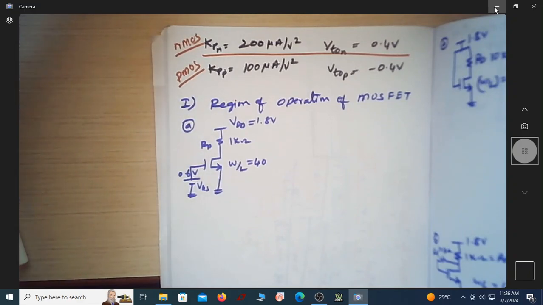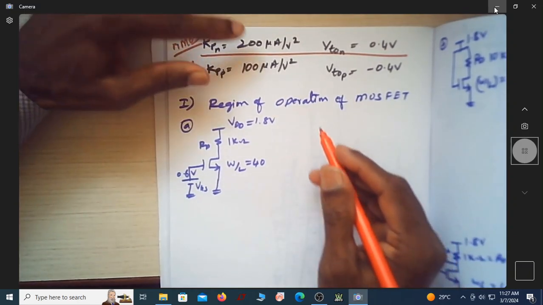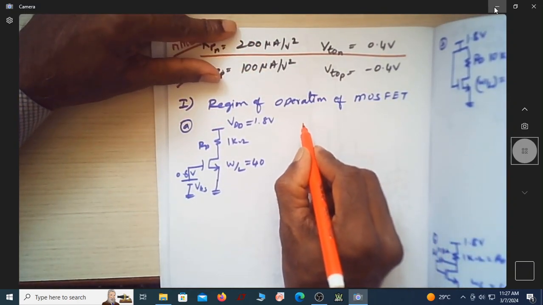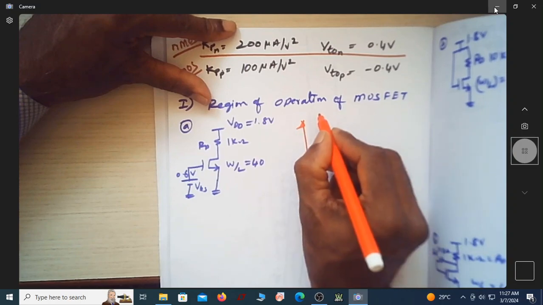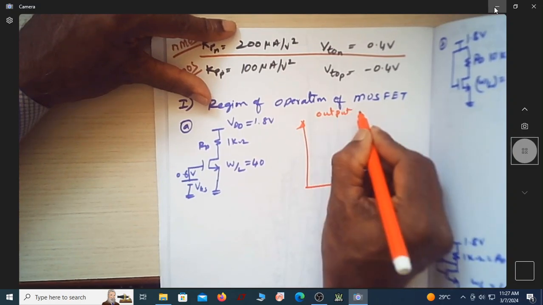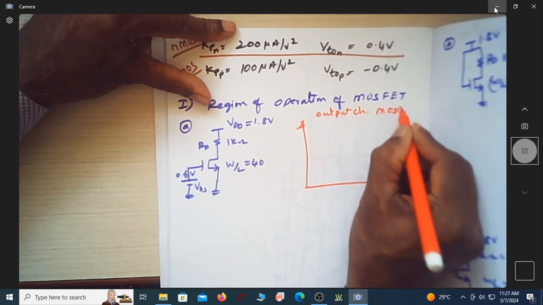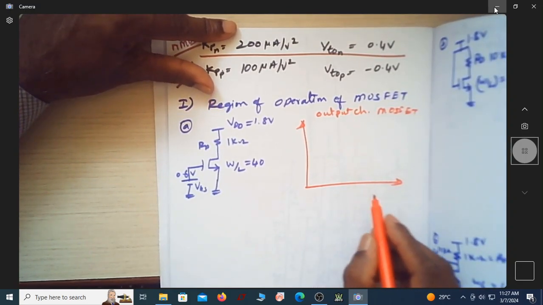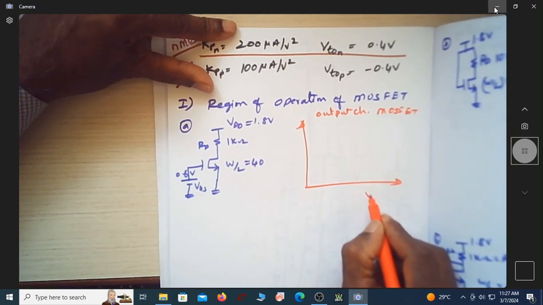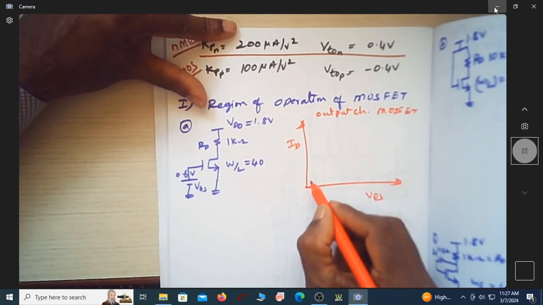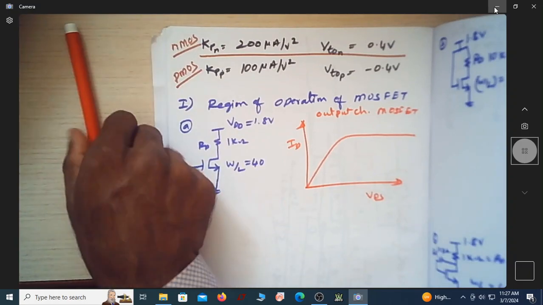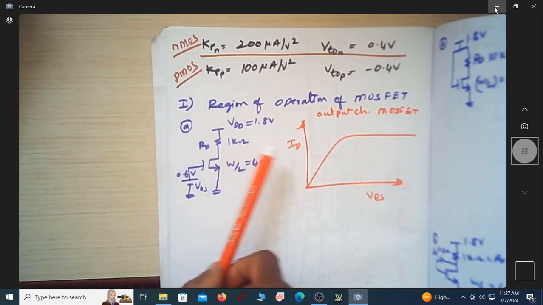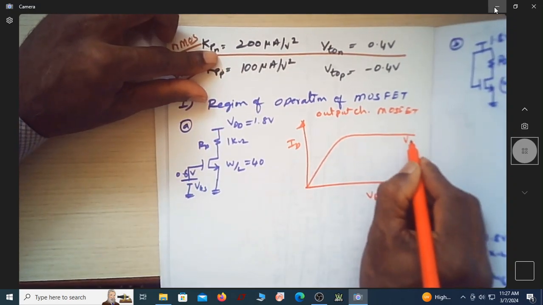We know that there are three different regions of operation: one is cutoff, and the others are linear and saturation. Linear is also called the triode region. Suppose I write this as the IV characteristics, which is the output characteristics of the MOSFET, where for a given VGS, if you change VDS, I'll get a certain value of ID. On the x-axis you have VDS and on the y-axis ID, for a given value of VGS.